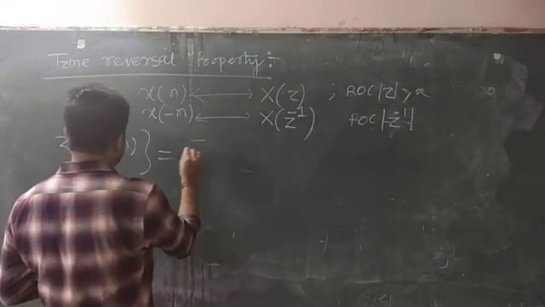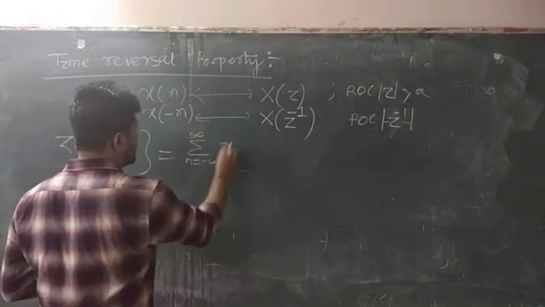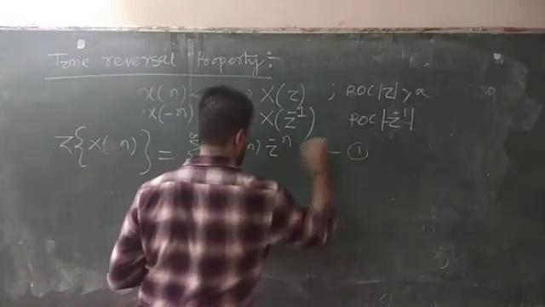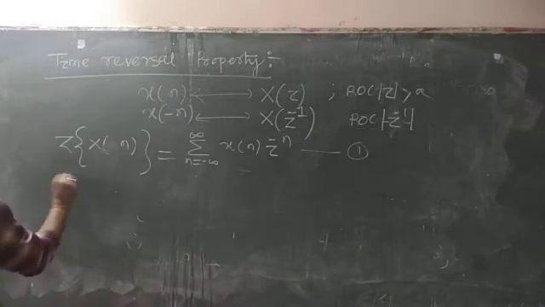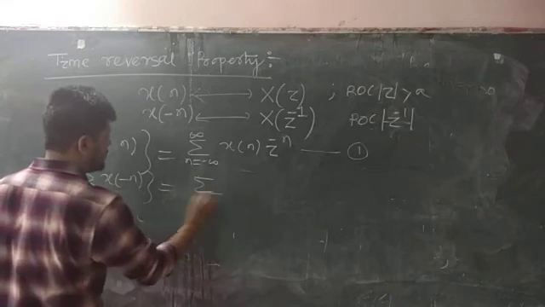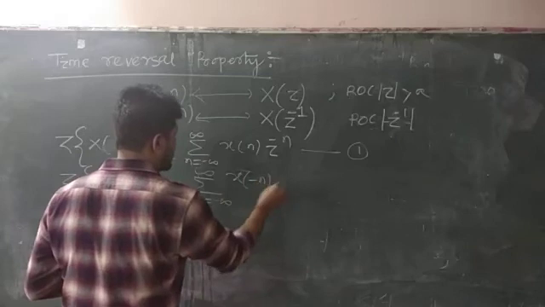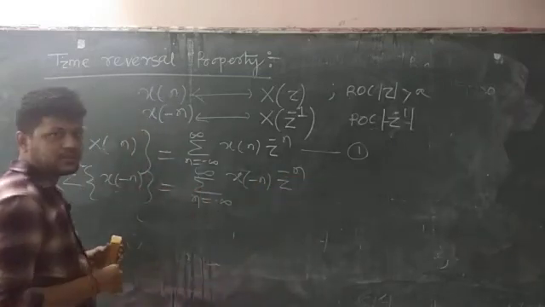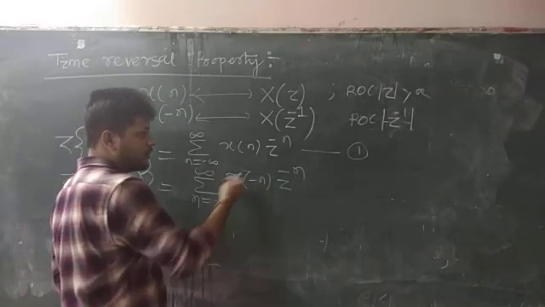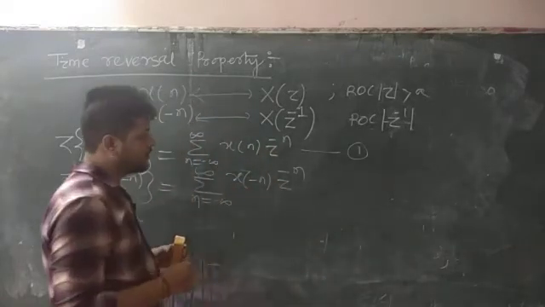We know the Z transform of x of n is the summation from n equal to minus infinity to infinity of x of n z to the power minus n. This is equation 1, for example. Now we have to find the Z transform of x of minus n, which is the summation from n equal to minus infinity to infinity of x of minus n z to the power minus n. In place of x of n you write x of minus n, because you are finding the Z transform of x of minus n.